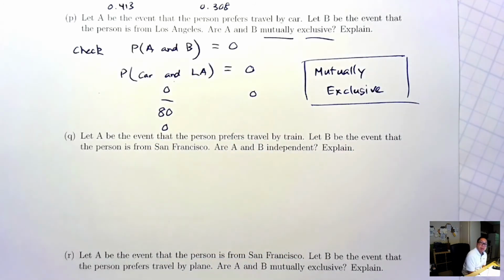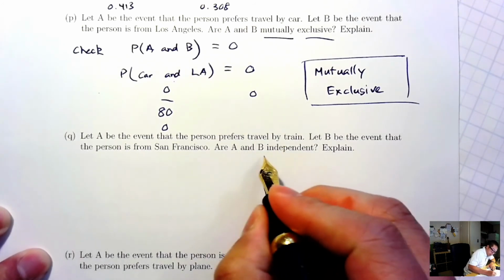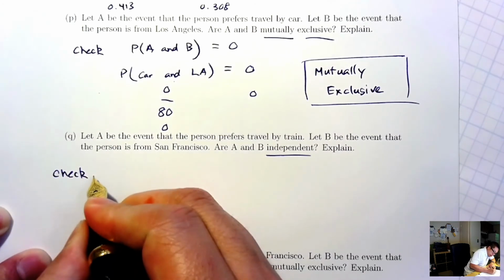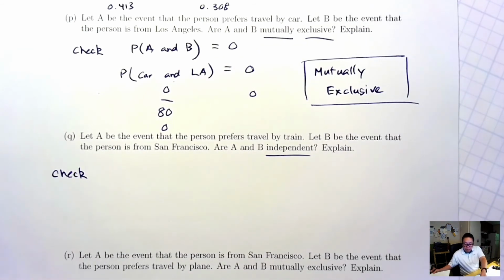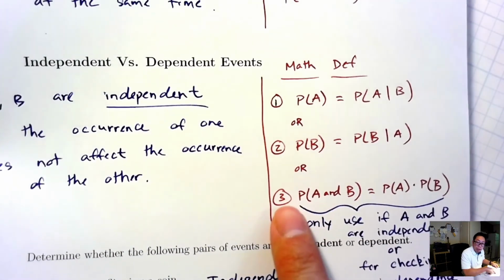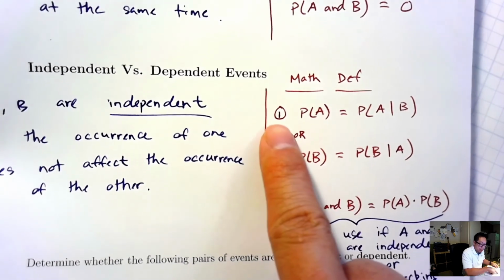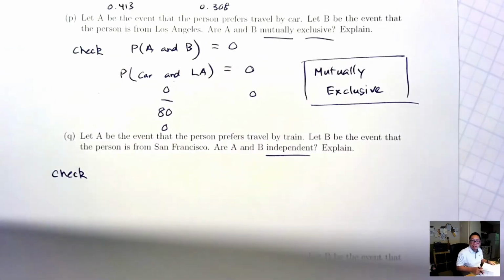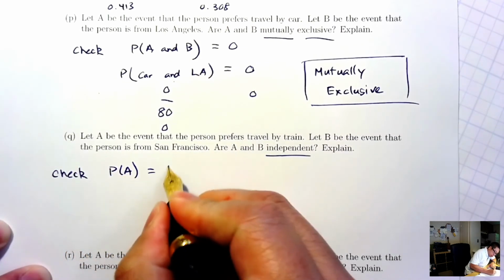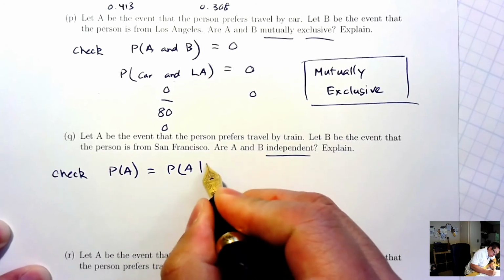Part Q. Let A be the event that the person prefers travel by train. Let B be the event that the person is from San Francisco. Are A and B independent? All right, so what are we checking here? We're talking about independent, right? So we should be checking one of these three things. I'm going to pick that first one. So we're going to check P of A equals P of A given B.